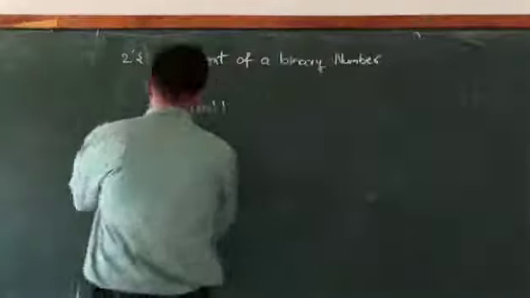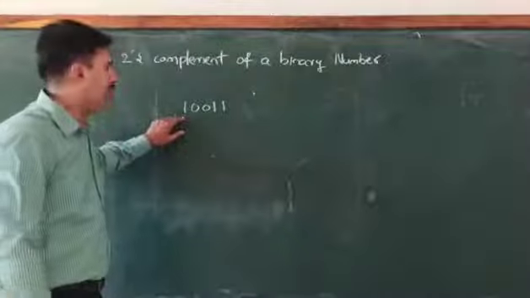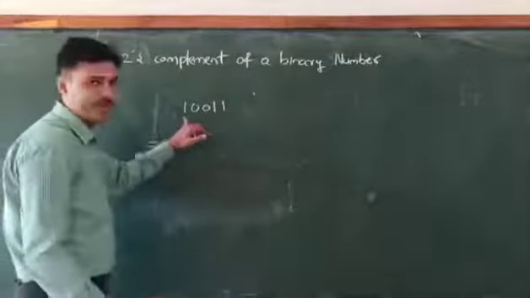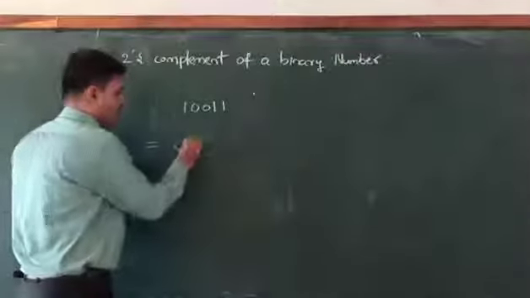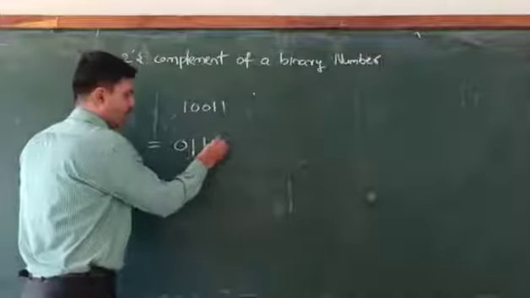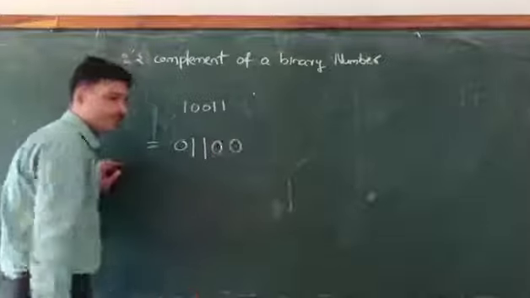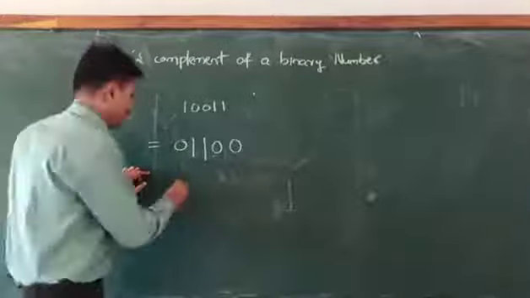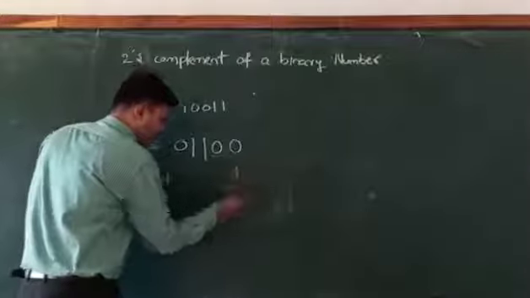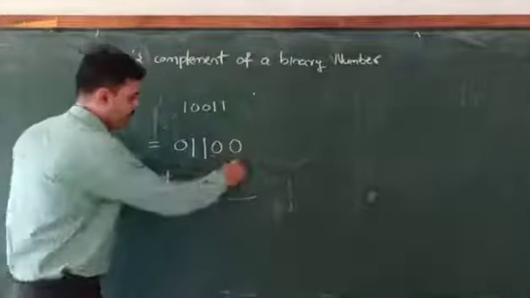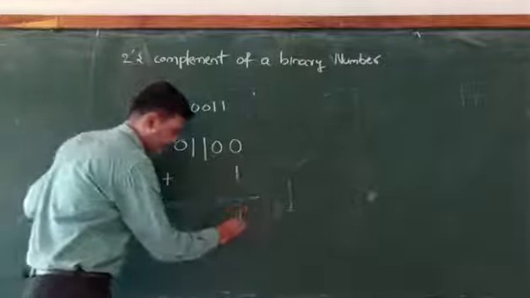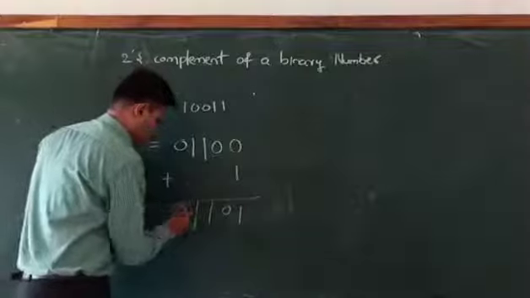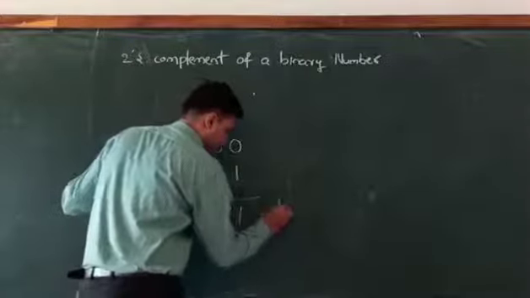That is, first we need to convert the given number into 1's complement, which means 1 becomes 0, 0 becomes 1, 0 becomes 1, 1 becomes 0, 1 becomes 0. When the result becomes the 1's complement, add 1 to it. Add 1 to it: plus 1, 0 plus 1 is 1, 0, 1, 1, 0. It is the 2's complement.